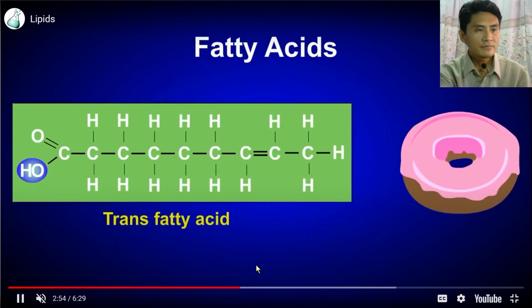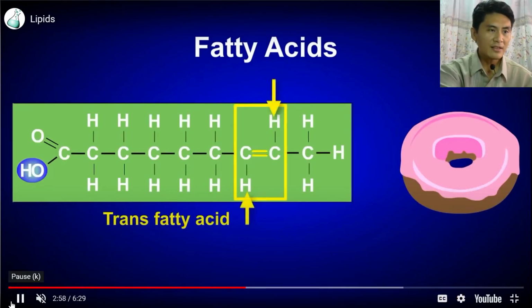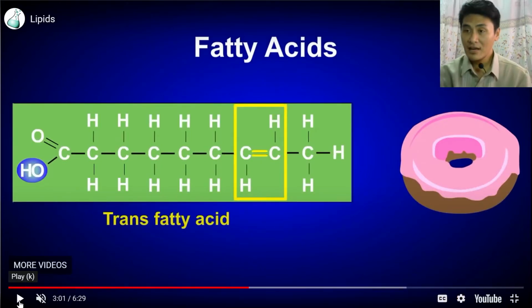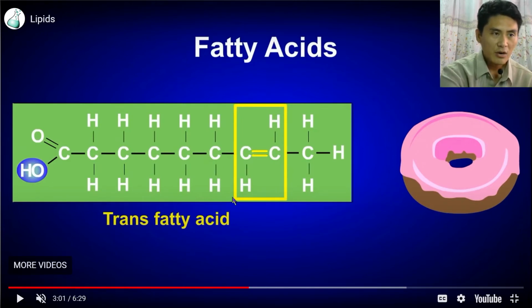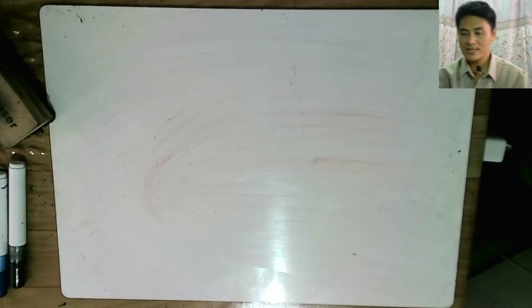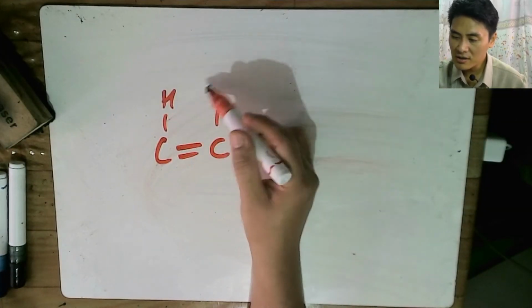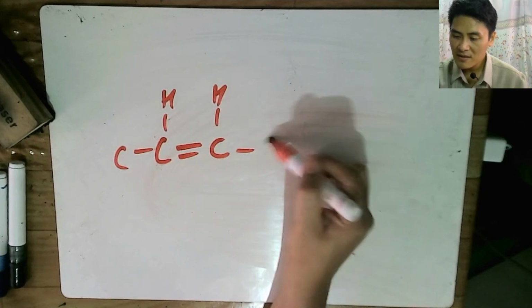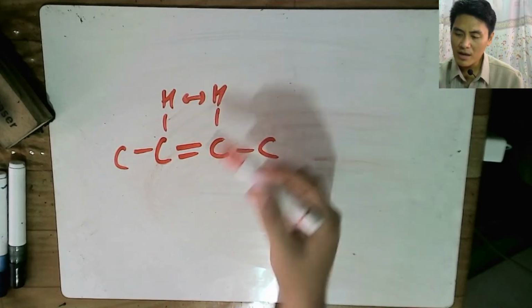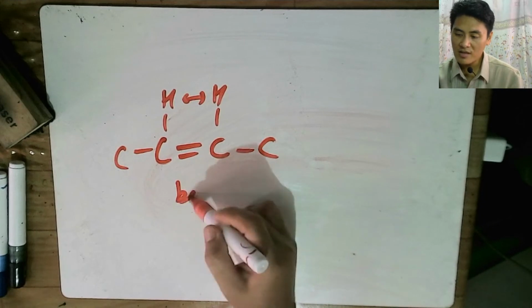And another thing that has come because of technology is the trans fatty acids. So trans fatty acids is this. If you notice, the H's are on opposite sides, right? And again, what does that mean? In the first case, the H's are on the same side, right? And again, these two will repel, causing them to bend. So these will bend.